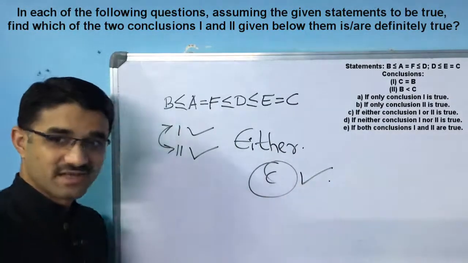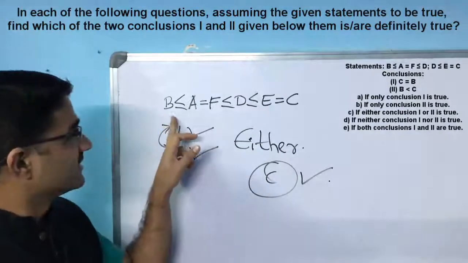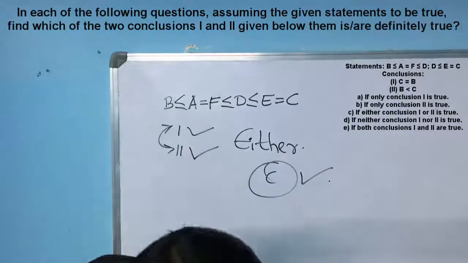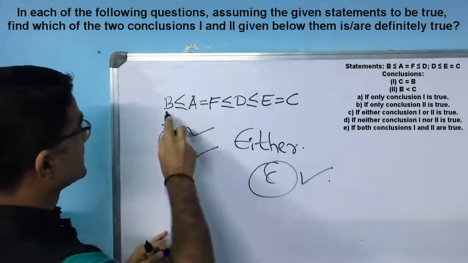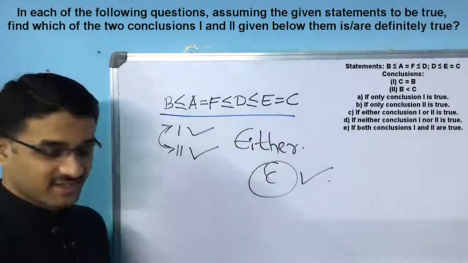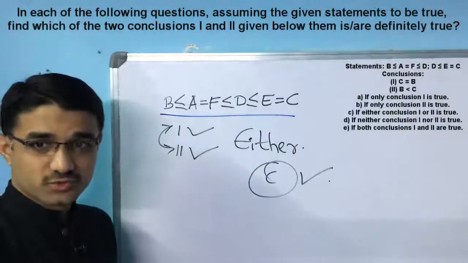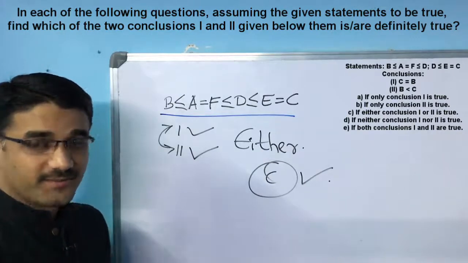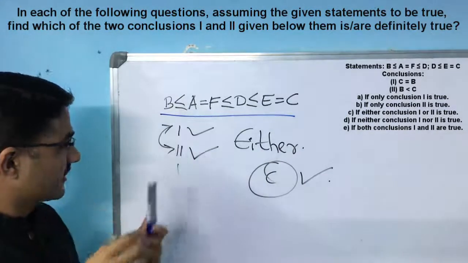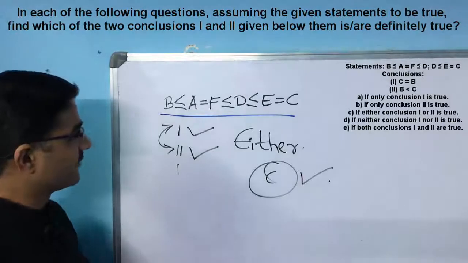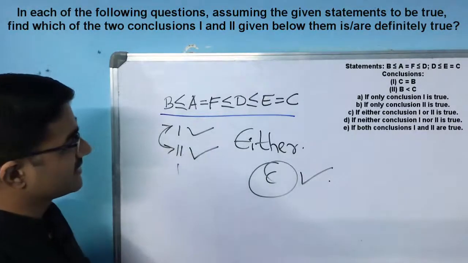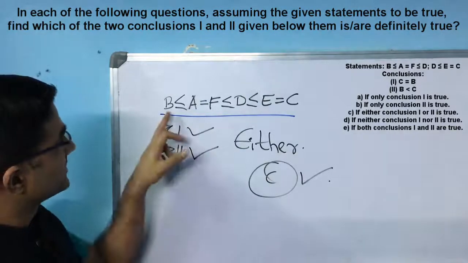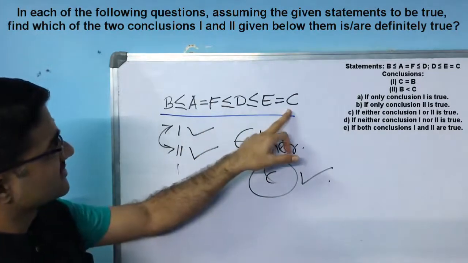I will just quickly summarize. The given coded inequality, we took it in a single inequality like this. Initially they were given as two. After this we took conclusions 1 and 2, and we saw that both are valid, but they are either: B is either less than C or it is equal to C.